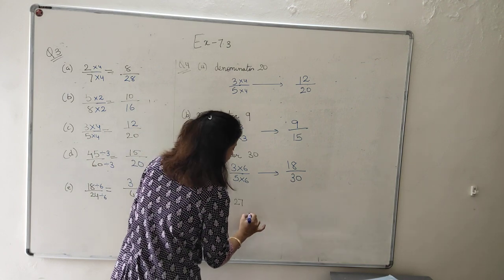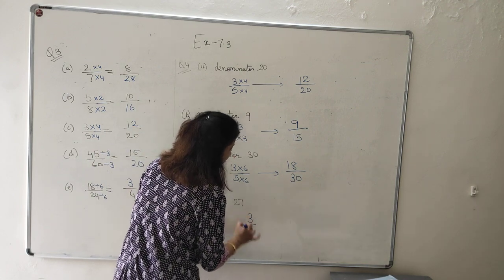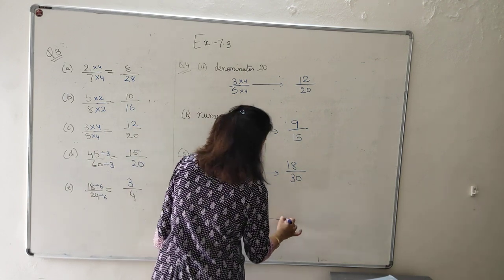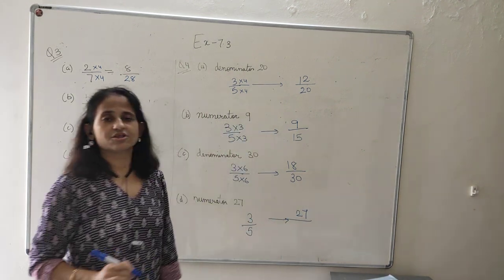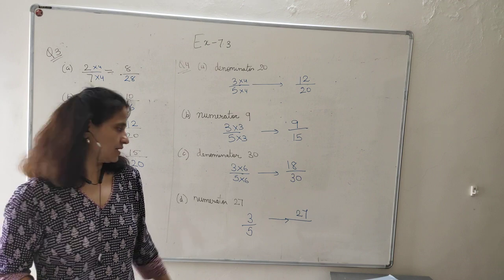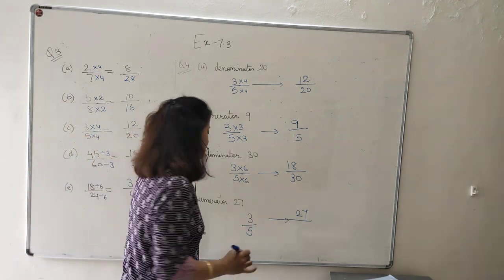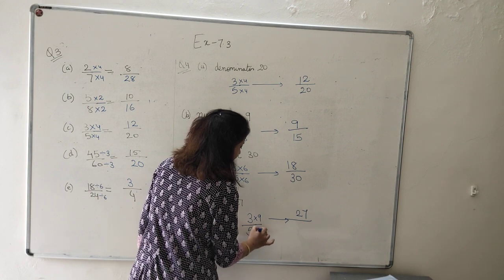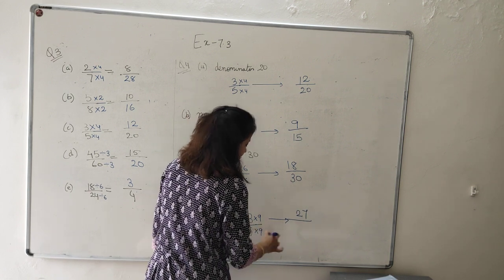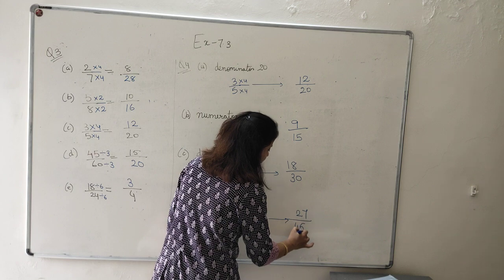Same way, I have the same fraction 3 upon 5. I want to convert it into an equivalent fraction with numerator 27. What should I do to 3 to make it 27? 3 multiplied by 9. Similarly, I'll multiply the denominator also with 9. So 5 9s are 45.